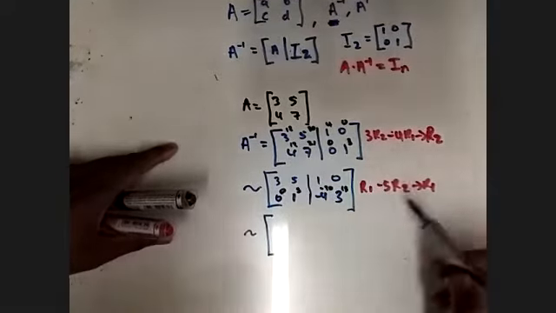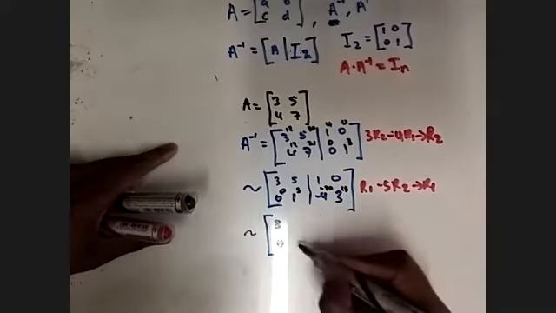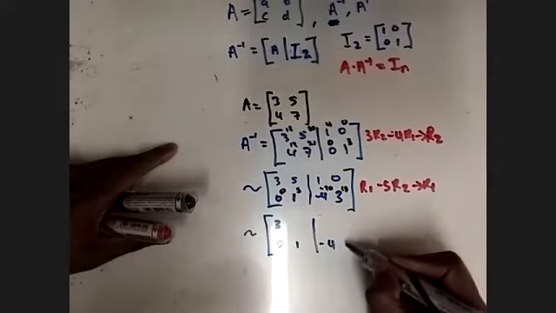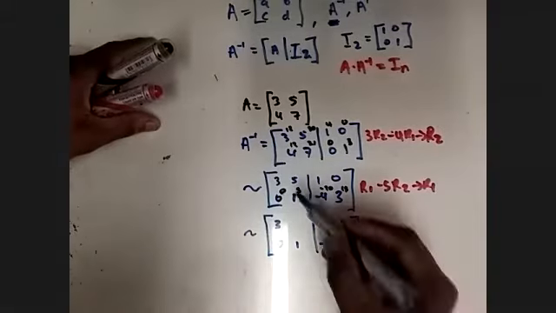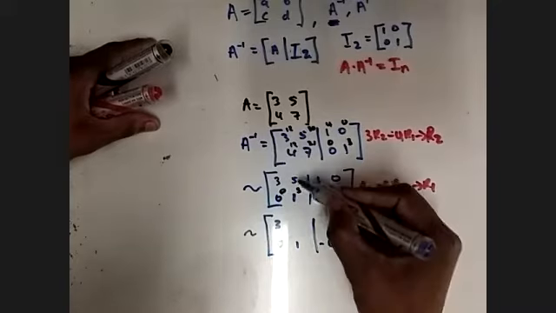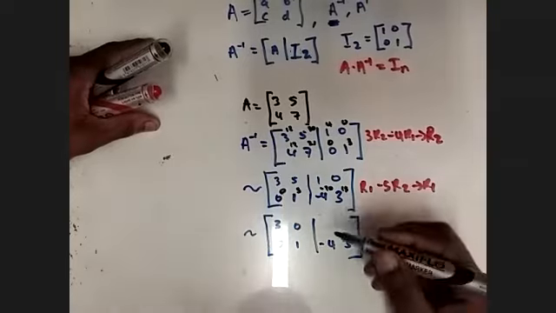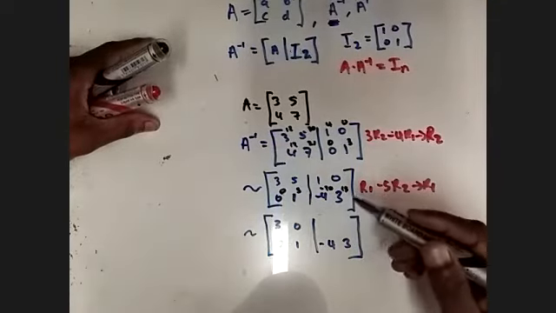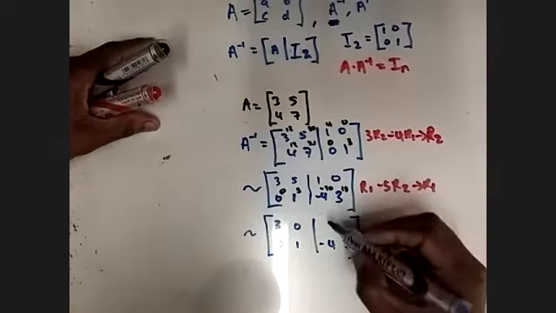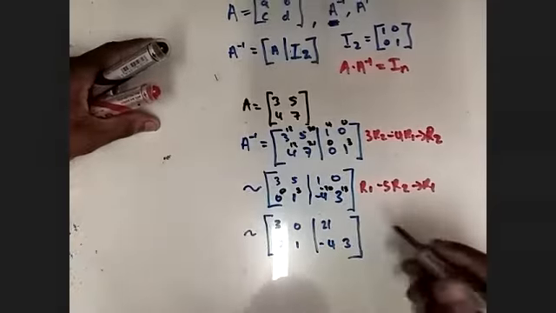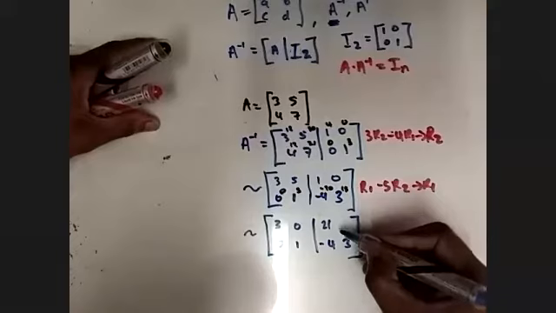Now, we said R1 minus that, okay? So it's 3 minus 0, which is just 3. So 0, 1, negative 4, and 3. These ones stay the same, don't change. The only one that changes is R1. So it's 3 minus 0, which is 3. 5 minus 5, which is 0. 1 minus minus 20, that's 21. And then 0 minus 50, it's minus 50.